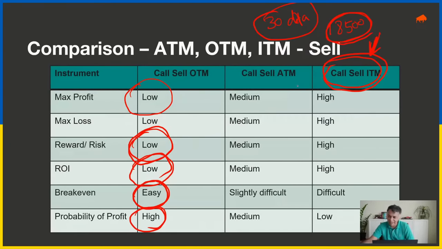Yeah, I'll just let that sink in a little bit. Okay, probability of profit wise, right? So basically my practical outlook is that, let's say Nifty is at 18,600 yesterday. I thought, okay, maybe Nifty won't cross 18,500. Let me sell a put there and sit on it.